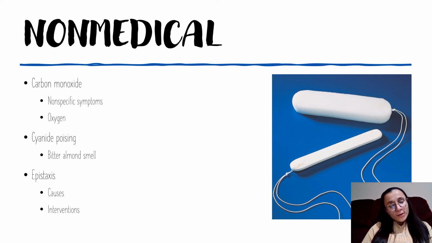Next, we go into cyanide poisoning. The thing you have to know about that, the main symptom is they're going to say exactly these words: bitter almond smell. That's how you're going to know cyanide poisoning.